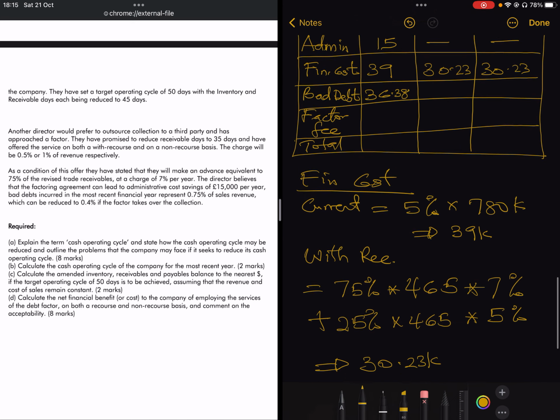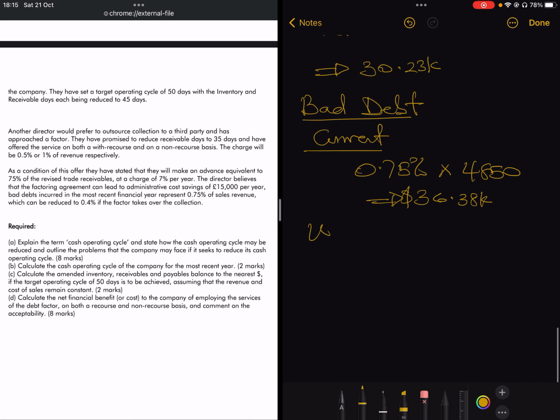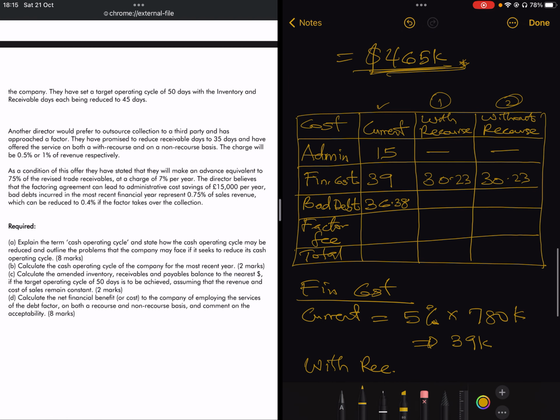Or if we go with recourse, it's going to go down to 0.4%. So that's 0.4% multiplied by 4,850, and that is going to give us 19.4. So with 19.4, bad debt has also been significantly reduced. What a factor, doing a great job. But let's see whether his fee will justify those benefits.